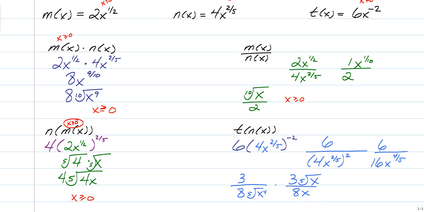And our domain is x cannot equal 0, because that would give us a denominator of 0. But the 5th root, that can be anything, so no big deal there.